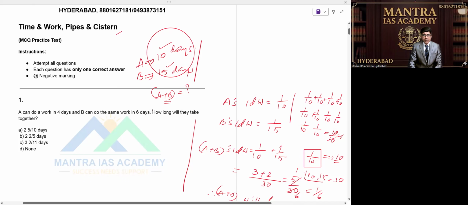A can do a work in 4 days. B can do the same work in 6 days. How long will they take together to complete the work? How long will they take to complete the work if they work together?